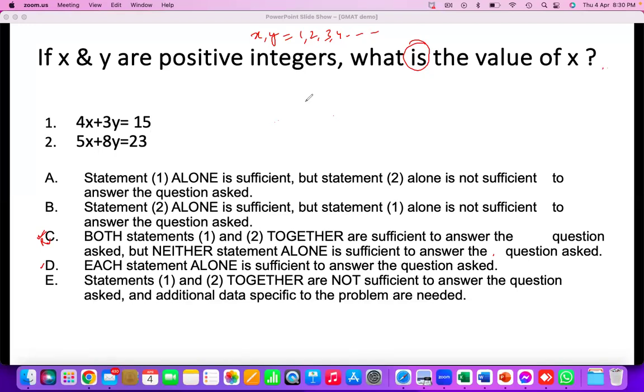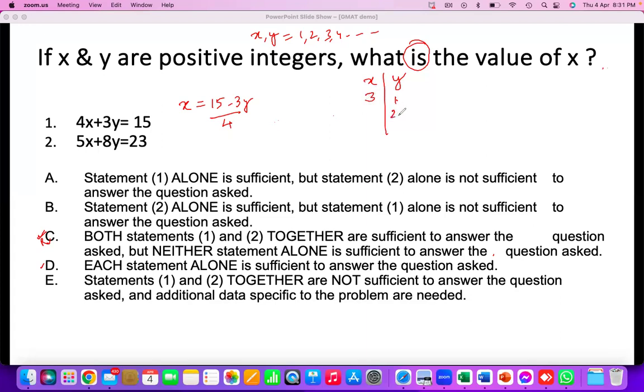Each statement is sufficient to answer the question. Now, how come? Let me tell you. The first statement can be written as x is equal to (15 minus 3y) divided by 4. Now, y can take 1 as the smallest value. The smallest possible value for y is 1. If I put y equal to 1, it becomes 15 minus 3, that is 12. 12 by 4 is 3. I get x equal to 3.